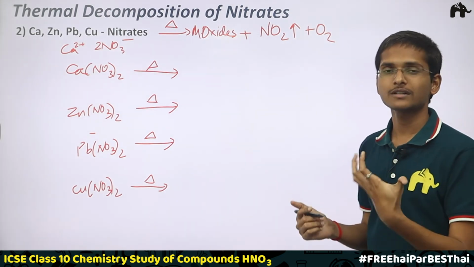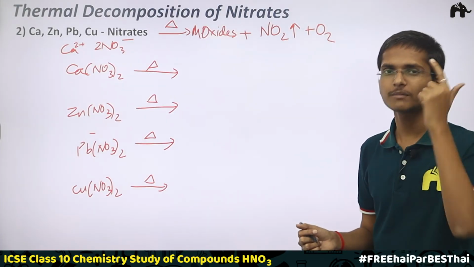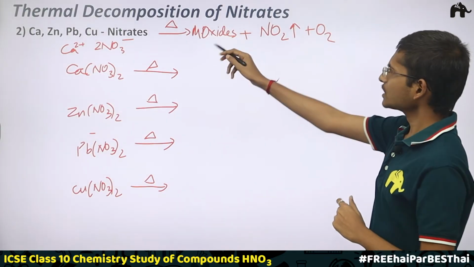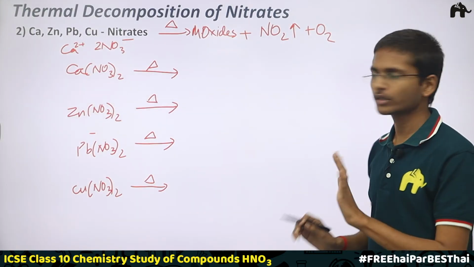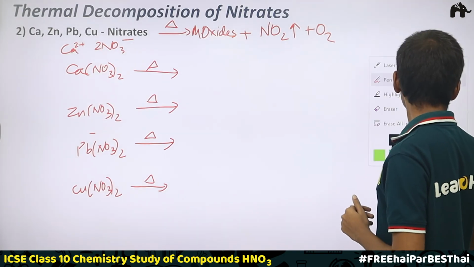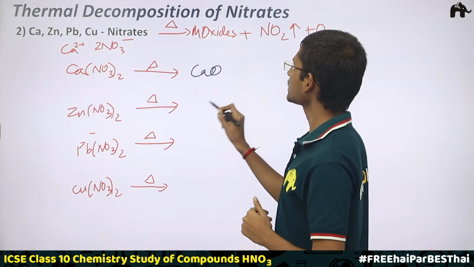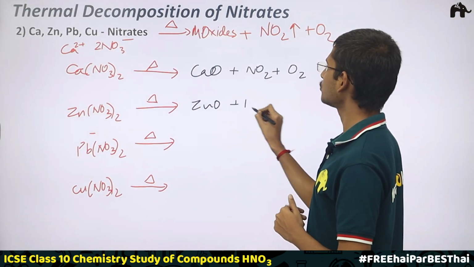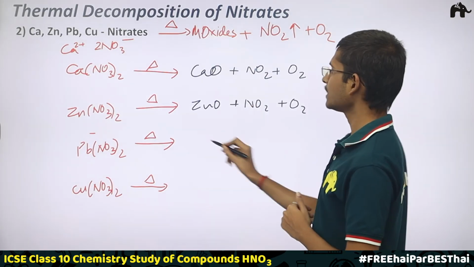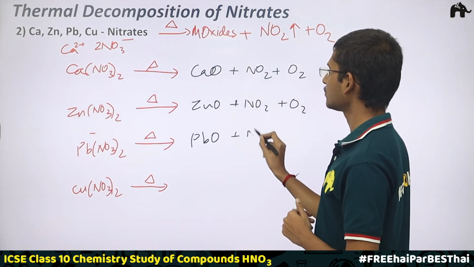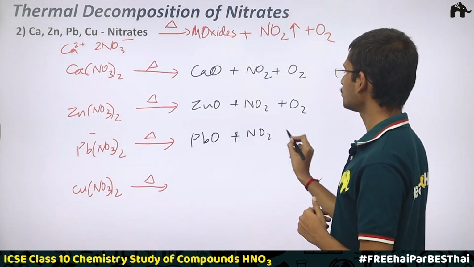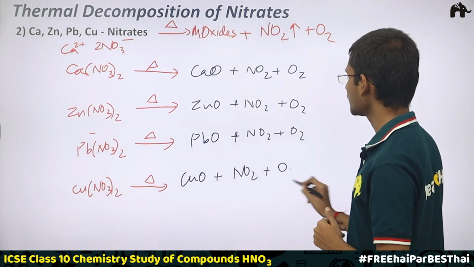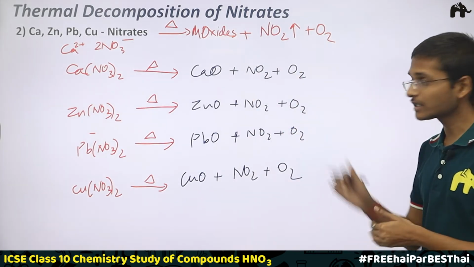It can be observed because it is reddish brown in color. Don't forget the color of this NO2 gas. Very, very important, very frequently used. So it would give us metal oxides, NO2 and O2. Now I would just write the reactions here. Calcium oxide would be formed, NO2, O2. Then zinc oxide, NO2, O2. Same way lead oxide, PbO, ZnO, CaO, NO2, O2, and then CuO, NO2, O2.